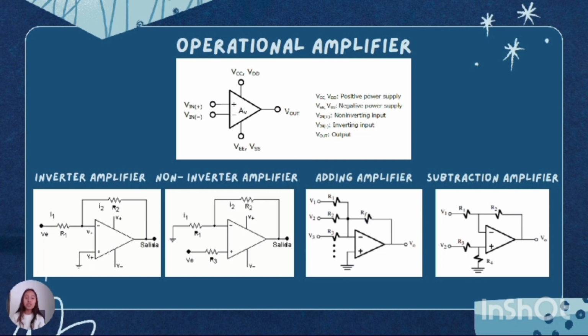Types of operational amplifier: inverter and non-inverter. An inverting operational amplifier will increase the gain of the signal and also reverse the polarity of the output signal from positive to negative or vice versa.